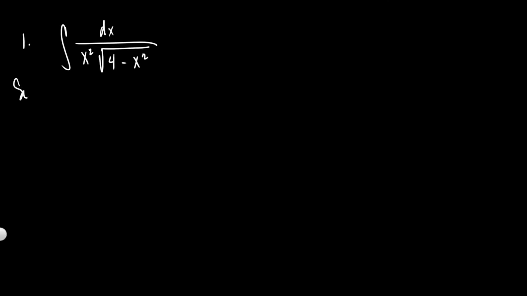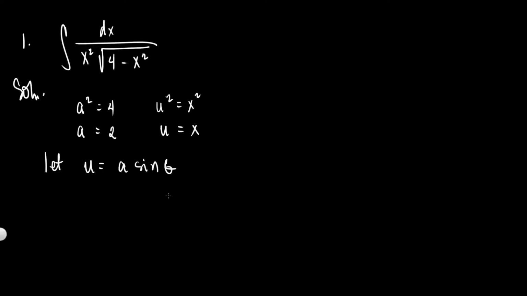So, ganito. Solution. So, a squared is 4, so a is 2. U squared is x squared, so u is equal to x. Okay? Then, we let u equals a sine theta, and u is x, a is 2, times sine theta. Differentiate, dx is equal to 2 times cosine theta d theta. Derivative of sine theta is cosine theta d theta.